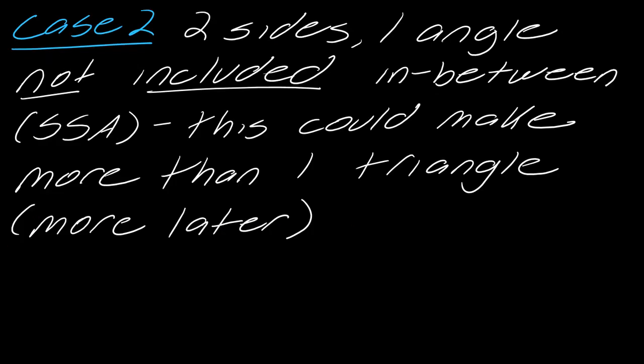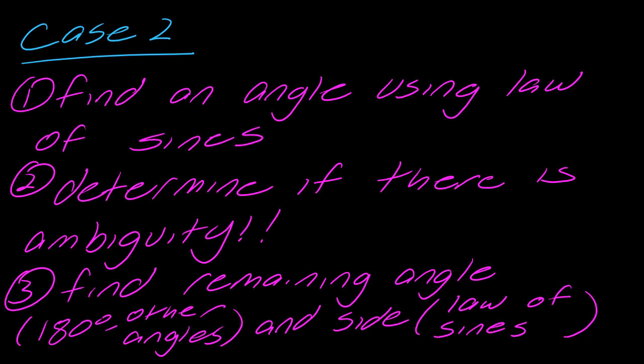Okay, what about case 2? This is where you have two sides and one angle, but the angle is not included in between. So you have side side angle. This could make more than one triangle, and that was the whole video that we had. When you have case 2, you want to find one of the other angles using the law of sines. From there, you have to determine if there is ambiguity. So you do have to watch out for what type of case you have. If you have two possible triangles, you're going to have to solve both of them. You can take 180 minus the other angles to get the remaining angle, and then use the law of sines to get the other side. So just be careful. If there's ambiguity, then maybe you have to solve for two different triangles.